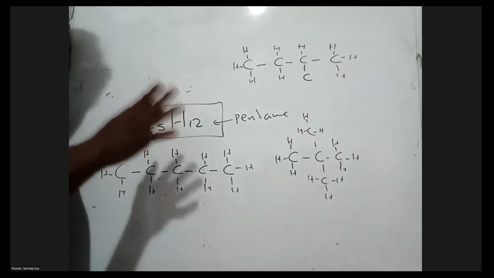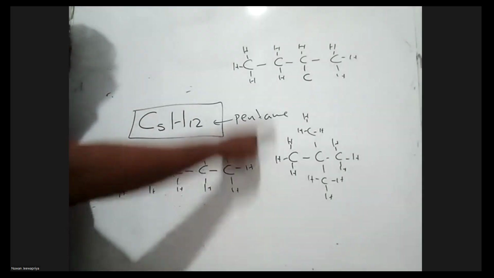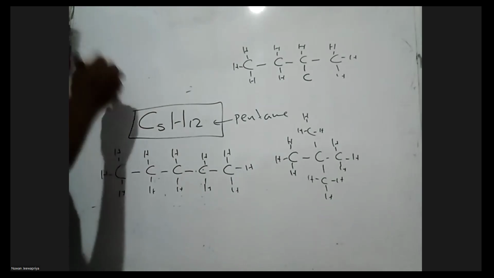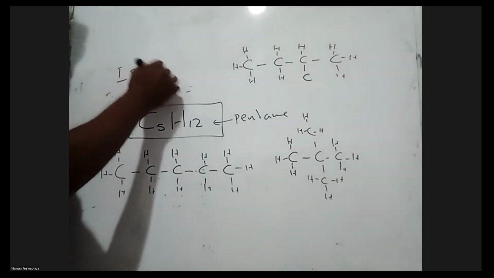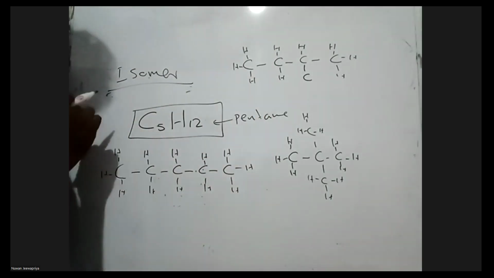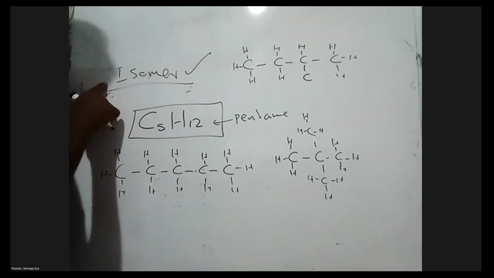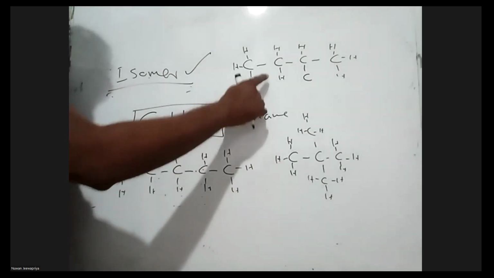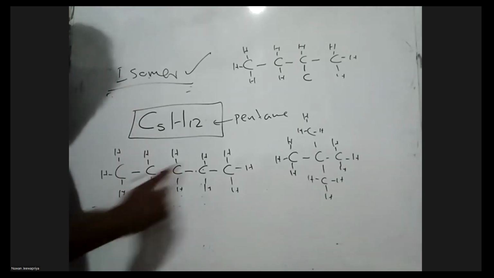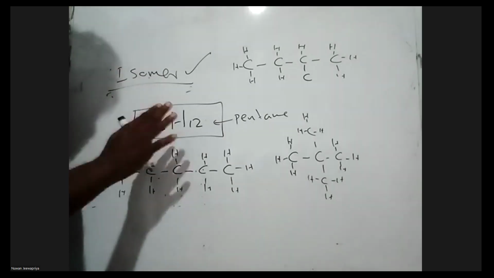So what is an isomer? Isomers are different displayed formulae. Actually, there are 3 displayed formulae. Isomer means different displayed or structural formulae for the same molecular formula. I will repeat it again: different displayed or structural formulae for the same molecular formula is called an isomer.